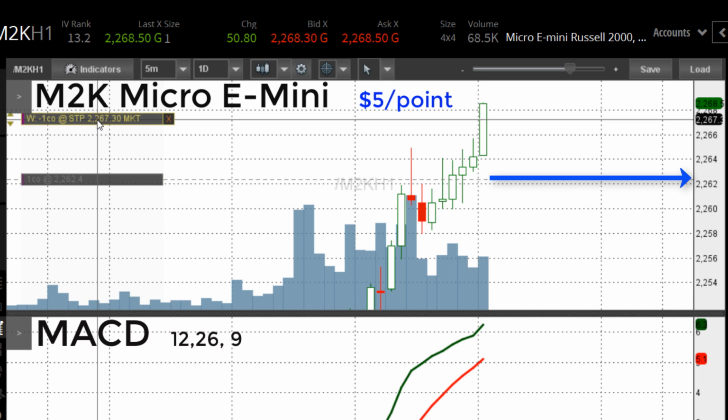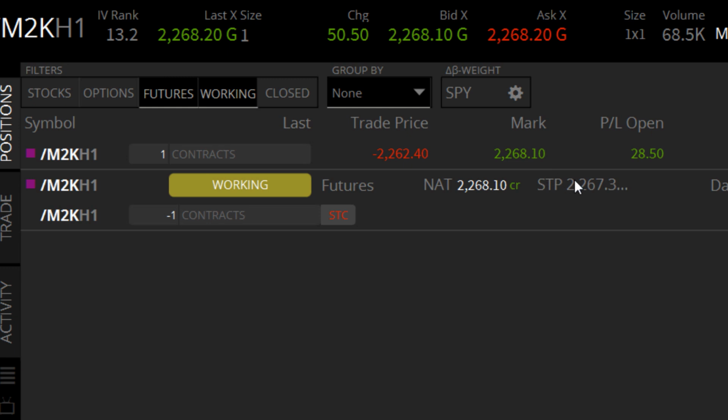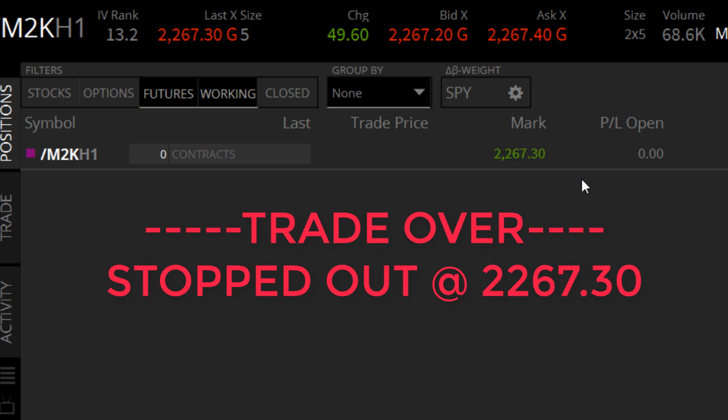Moving it again, 22.67.3 now. That's where the stop is. And we're up $28 in the trade, 28.50, somewhere in there. And bam, we're out of the trade.